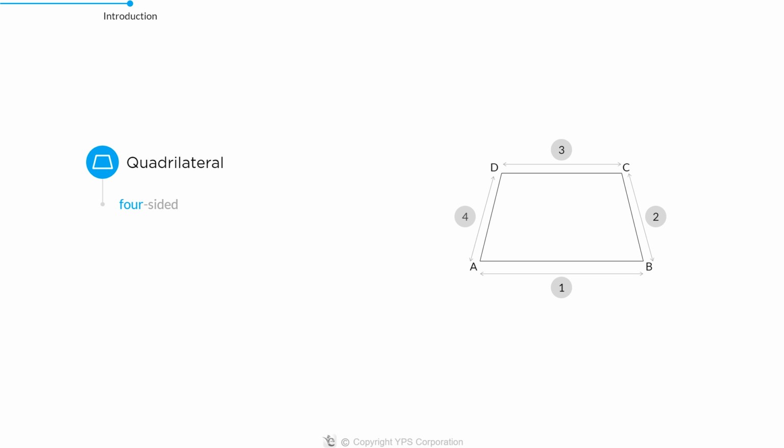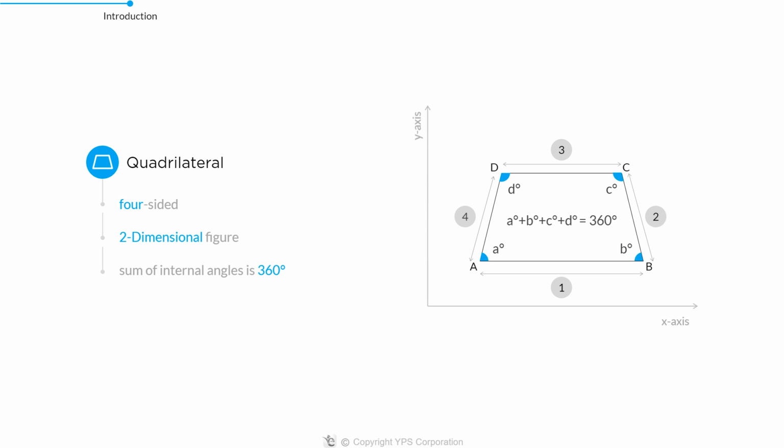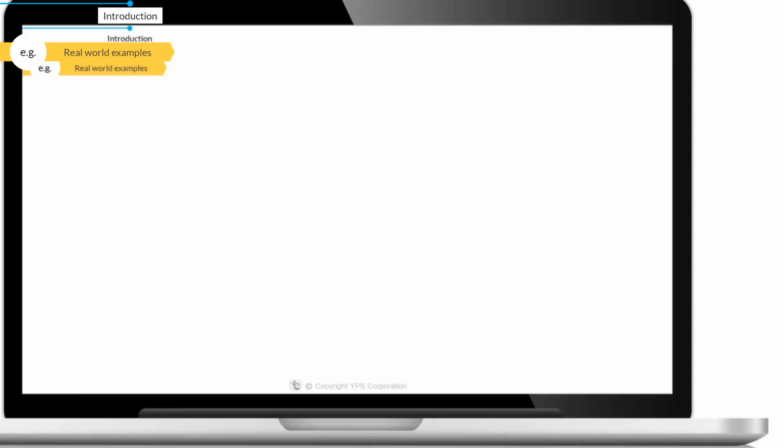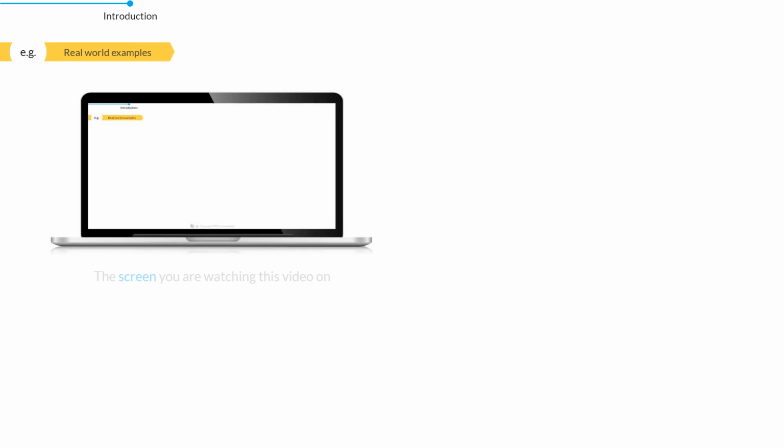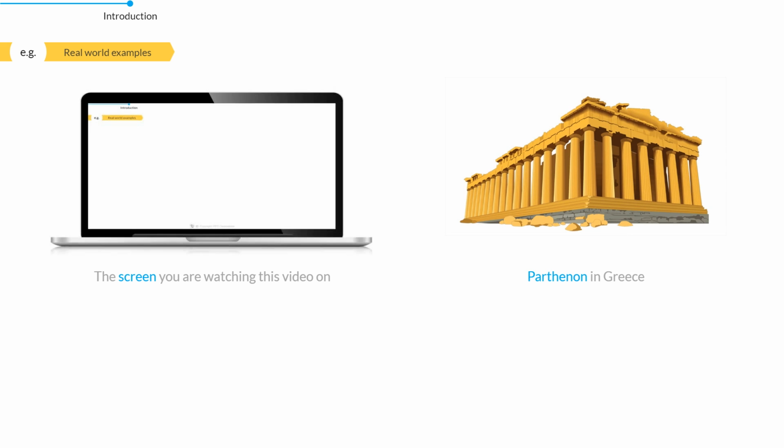Today we are going to talk about quadrilaterals. A quadrilateral is a four-sided 2D figure whose sum of internal angles is 360 degrees. In the real world, this geometric figure can be found everywhere, right from the screen that you're watching this video on to the Parthenon in Greece.